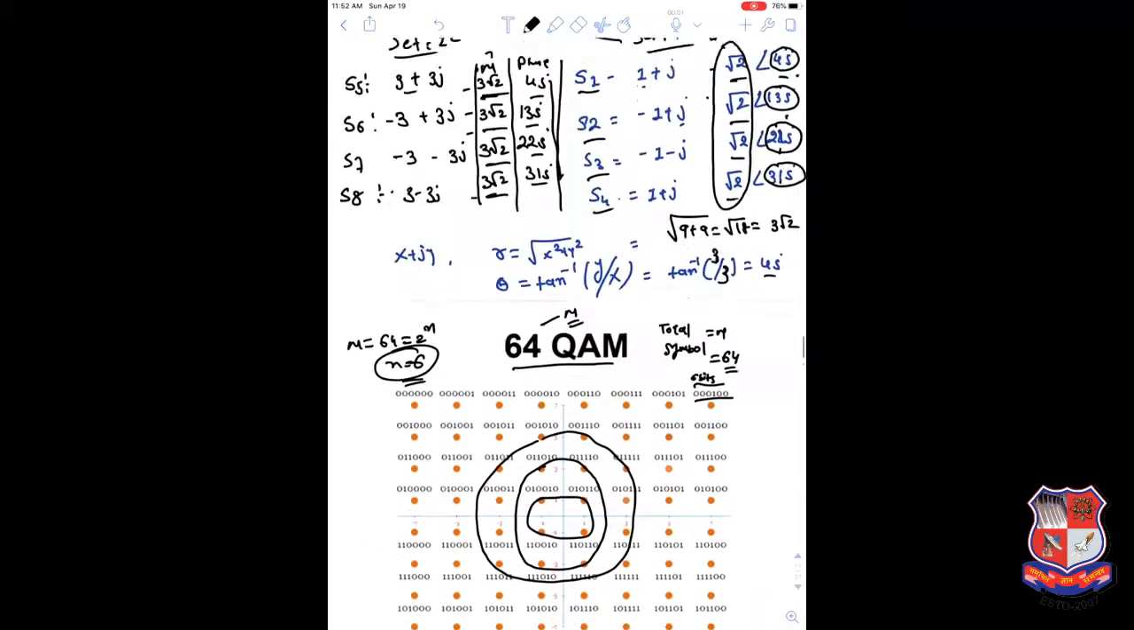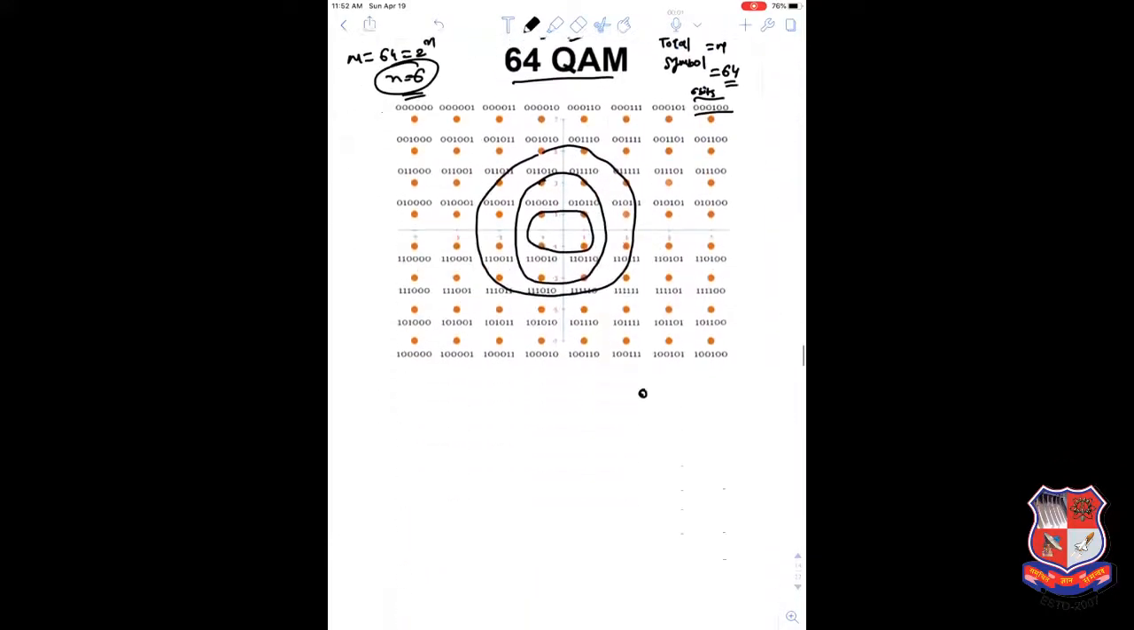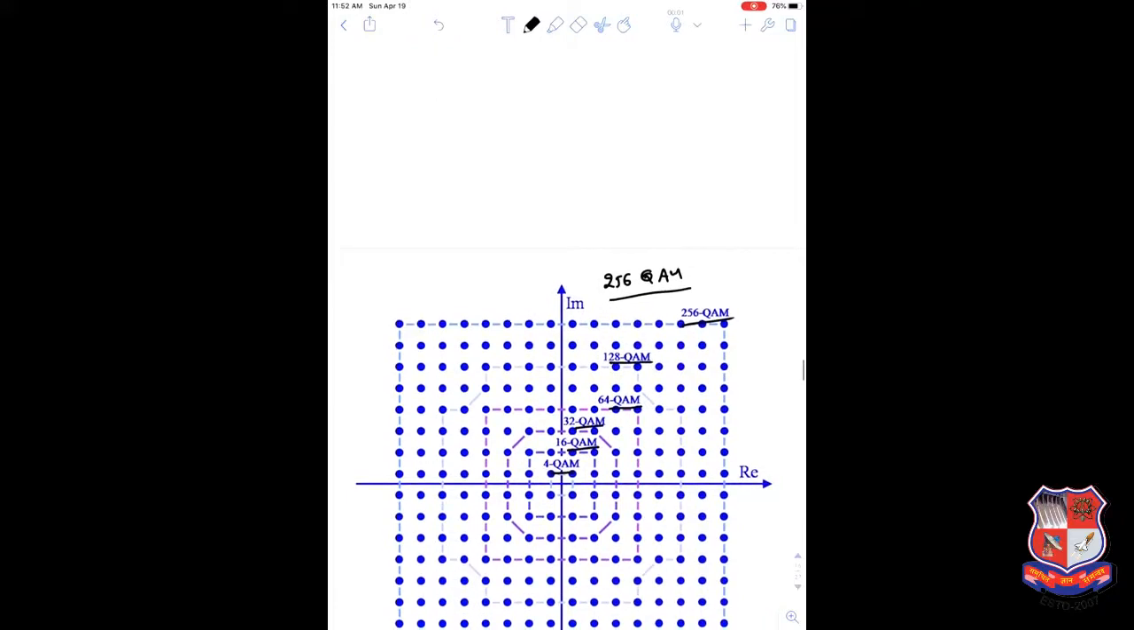And one more thing you can observe: from QPSK to 16 QAM, the number of points is increased, so their boundaries are compressed. The two points come closer and closer. Because of that, a small noise is sufficient to cross the boundary. And whenever we are taking a decision at the receiver side to separate them out by using a thresholding mechanism, there will be more probability of error.